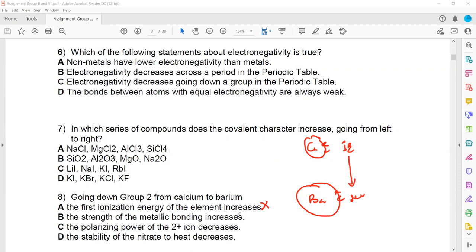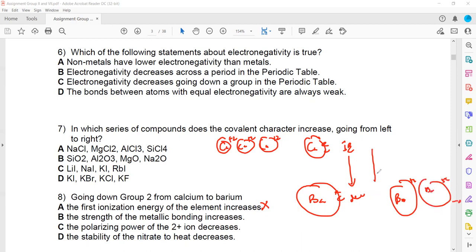The strength of a metallic bond increases. The metallic bond strength depends on the positive ion, the lattice of positive ions. So the size of the positive ion should be small in the lattice so that they can attract the electrons easily. A calcium lattice will have smaller positive ions, so they will have more attraction towards the electrons as compared to a lattice of barium. So it won't be accurate.